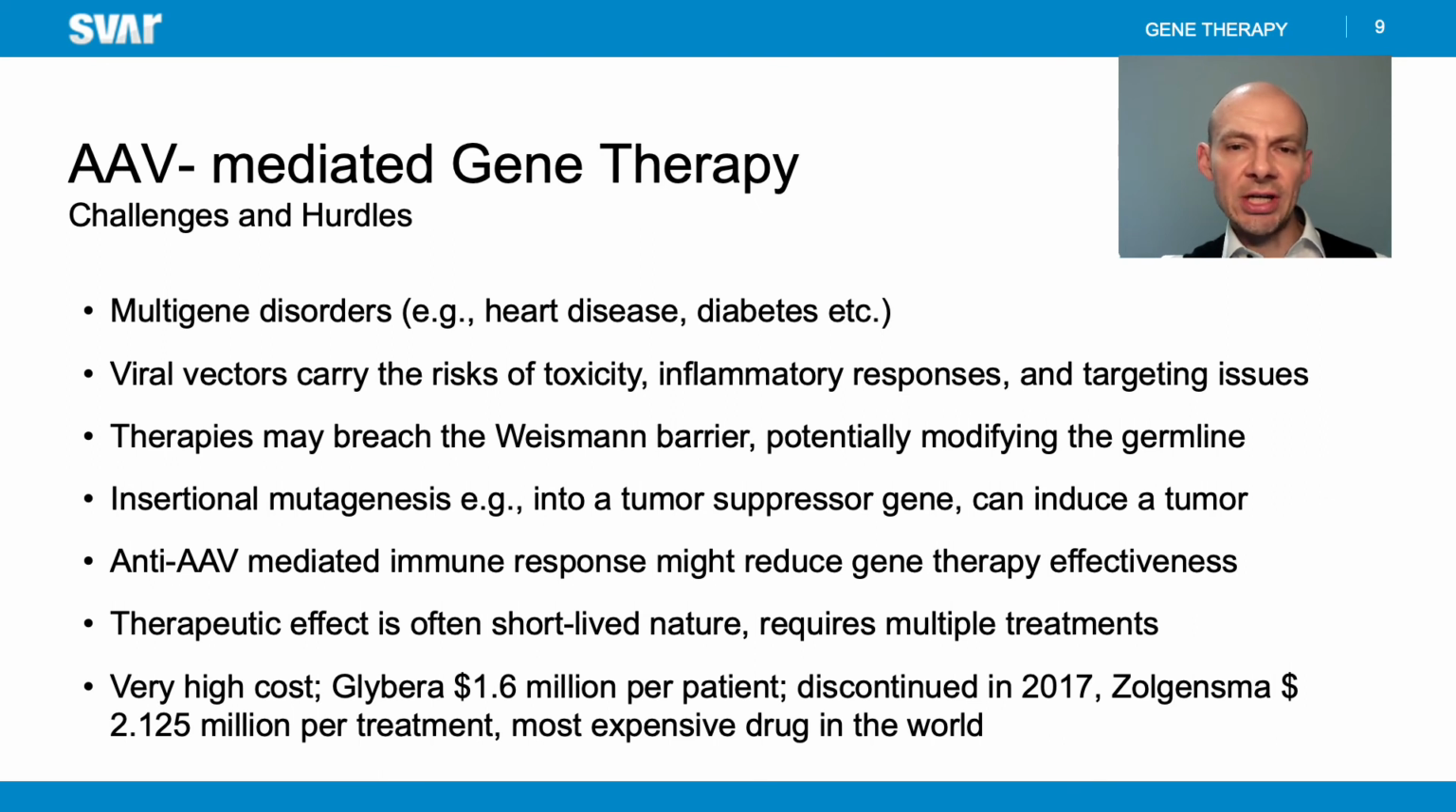However, there are some challenges and hurdles when it comes to AAV-mediated gene therapy. It might become very complicated with multigenic disorders like diabetes or heart diseases. In addition, viral vectors, including all the components of a production, may produce severe toxicity. Gene therapies are capable of breaching the Weismann barrier, which would modify the germline, and of course this is something to be avoided. And in general, insertional mutagenesis, for example into a tumor suppressant gene, may induce a tumor.